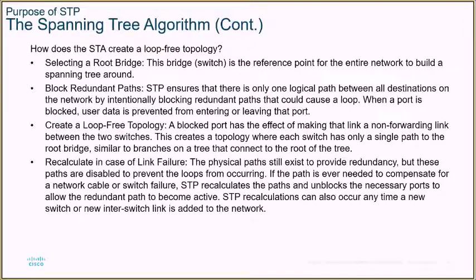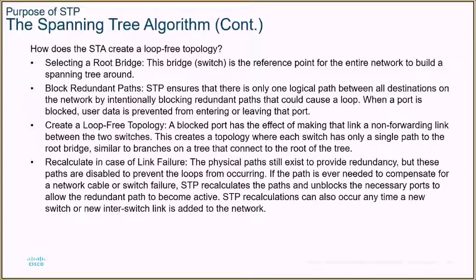Okay, so how does the spanning tree algorithm create a loop-free topology? As we said earlier, the first part of the process is selecting a root bridge. The bridge or switch is a reference point for the entire network to build a spanning tree around. Then we block redundant paths. STP ensures that there is only one logical path between all destinations on a network by intentionally blocking redundant paths that could cause a loop.